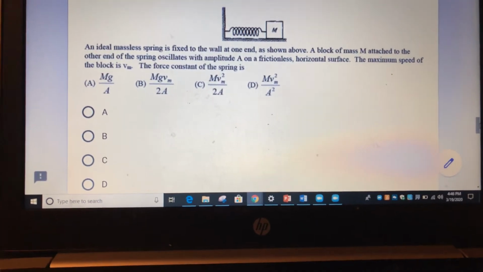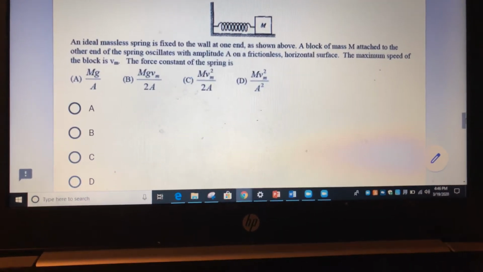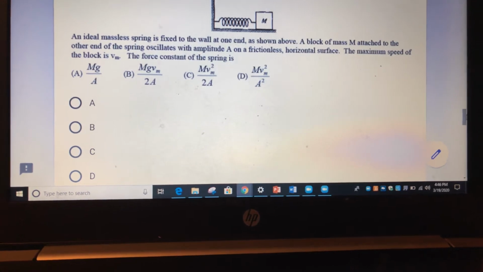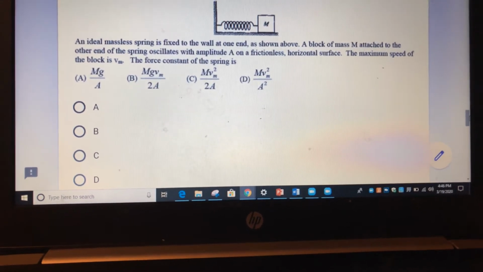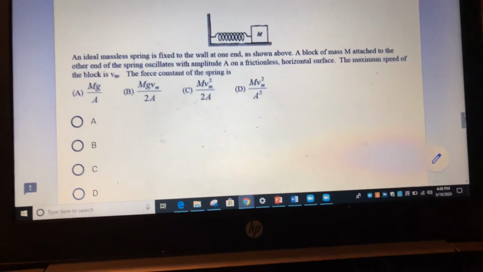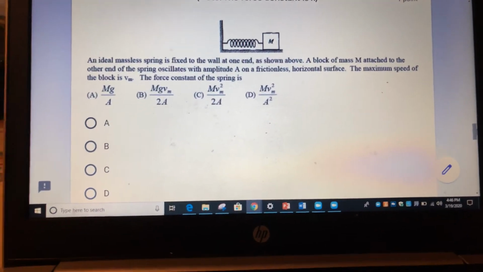When I release it and it goes through equilibrium, all of the energy is kinetic, 1/2 mv squared. So you would have 1/2 mv squared equals 1/2 kx squared. The 1/2s would essentially cancel out. You would divide by the a squared. In this case, x is your a, like the distance you stretch it is the amplitude a. So that's why the answer would be D, mv squared over a squared.